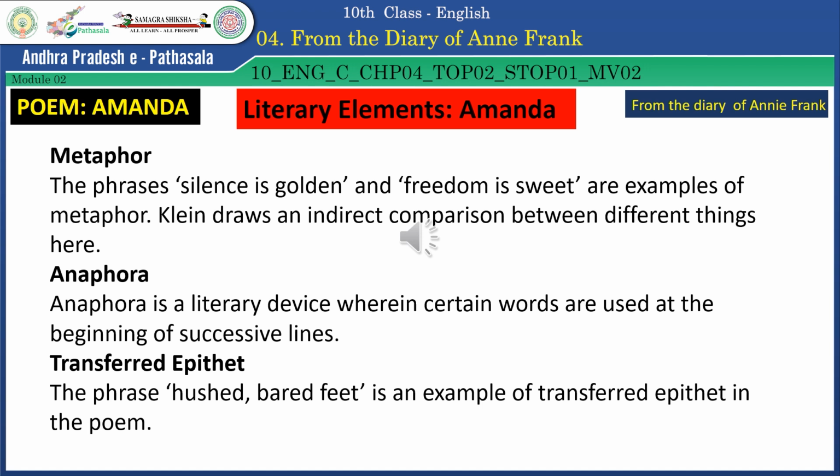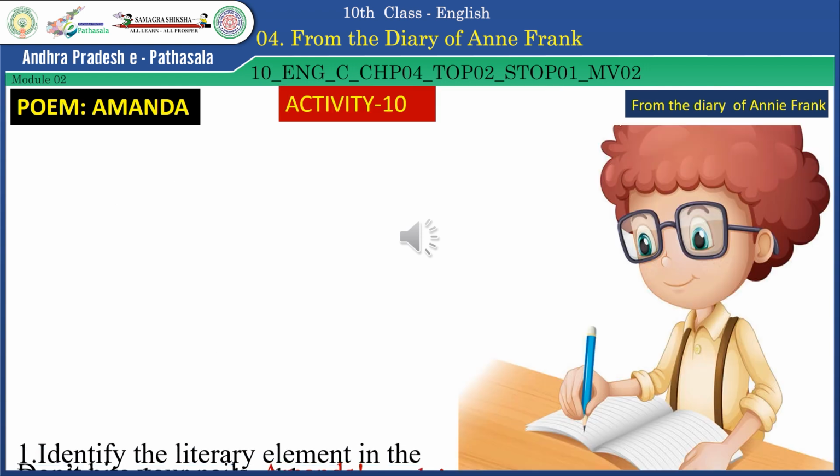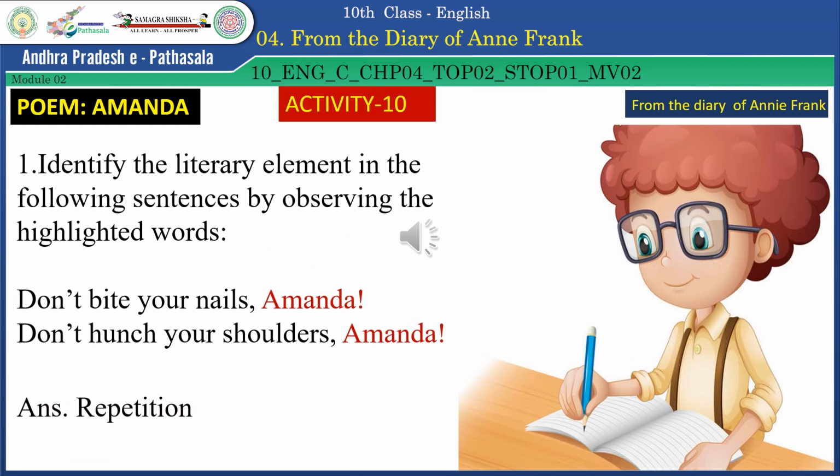Now, children, shall we do another interesting activity? Here we go. Children, identify the literary element in the following sentences by observing the highlighted words. Don't bite your nails, Amanda. Don't hunch your shoulders, Amanda. The answer is repetition. Well done, children. Let's have a quick look at the summary of the module.